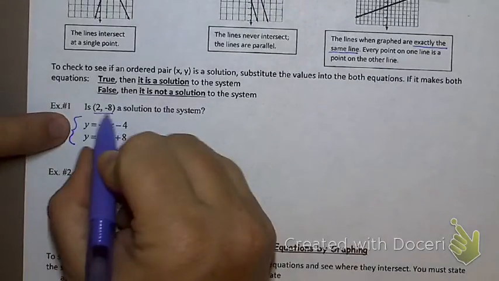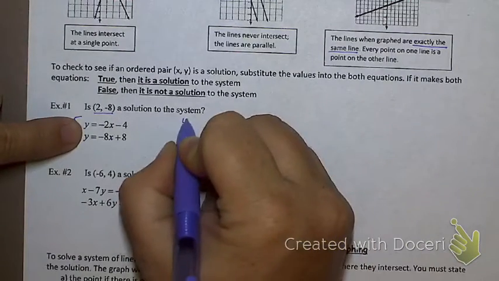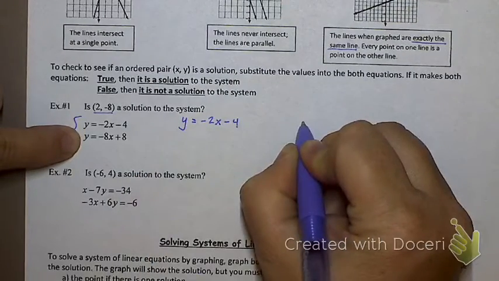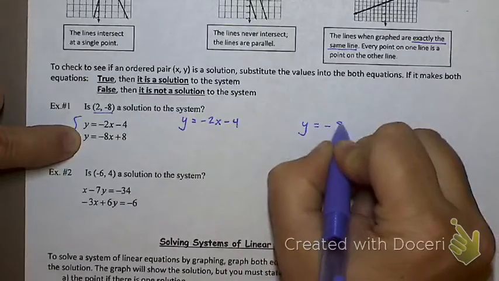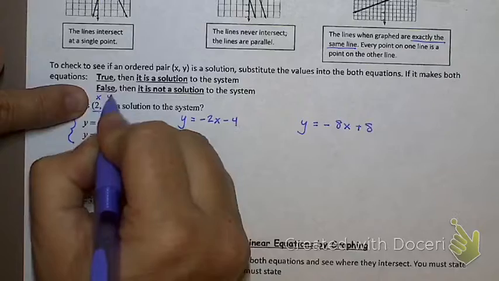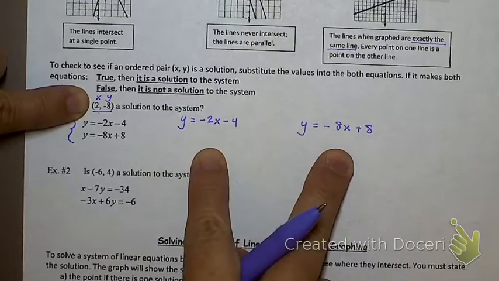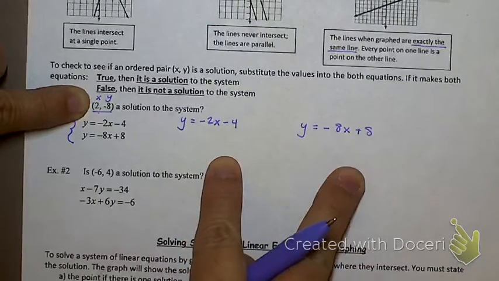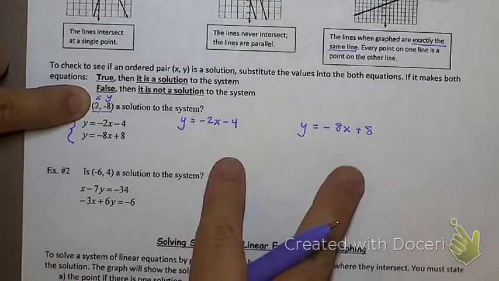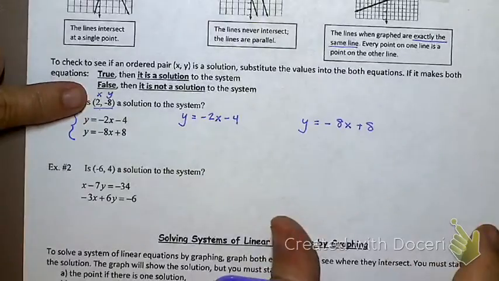Well, I'm going to take this point and I'm going to take both equations. Let me start with the first equation, y equals negative 2x minus 4. The second equation, y equals negative 8x plus 8. If I'm given a pair, aren't I given an x and a y? I need to plug them into both equations, and if it works in both places, it's a solution. If it doesn't work in one of them, it's not a solution. The only way it's a solution is if it works in both.